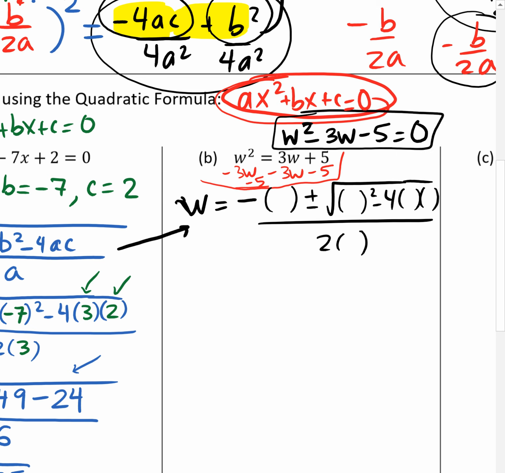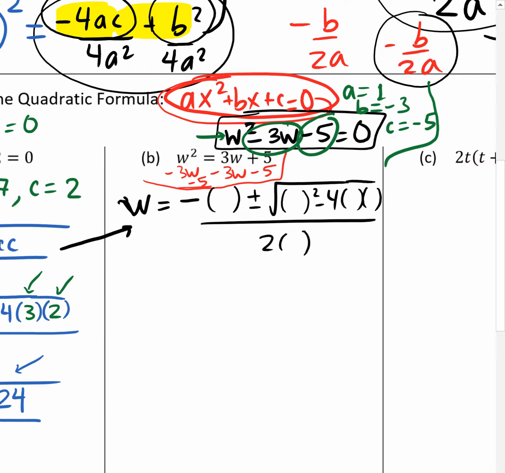That looks more like x squared plus bx plus c. So now let me identify. A is the coefficient of w squared, which is 1. B is the coefficient of w, which is -3. And c is the constant term, which is -5. So I'll use those when I substitute values in here.